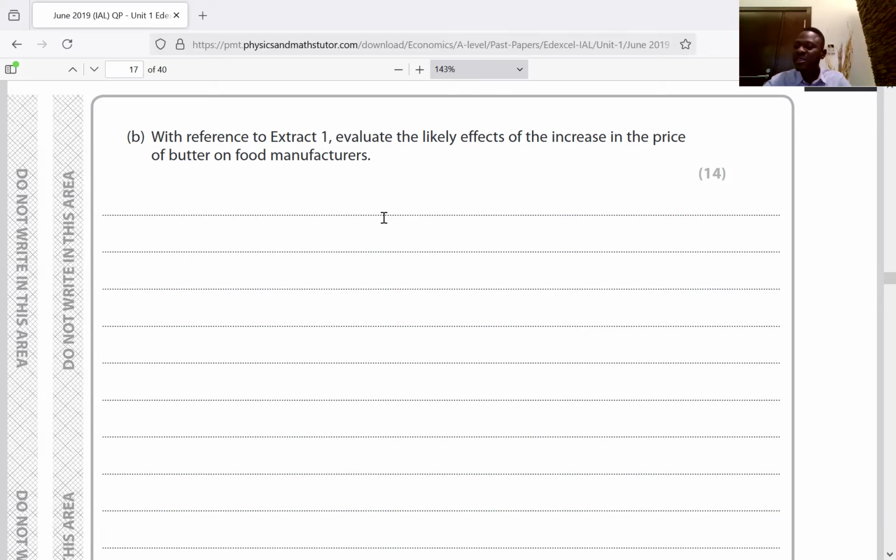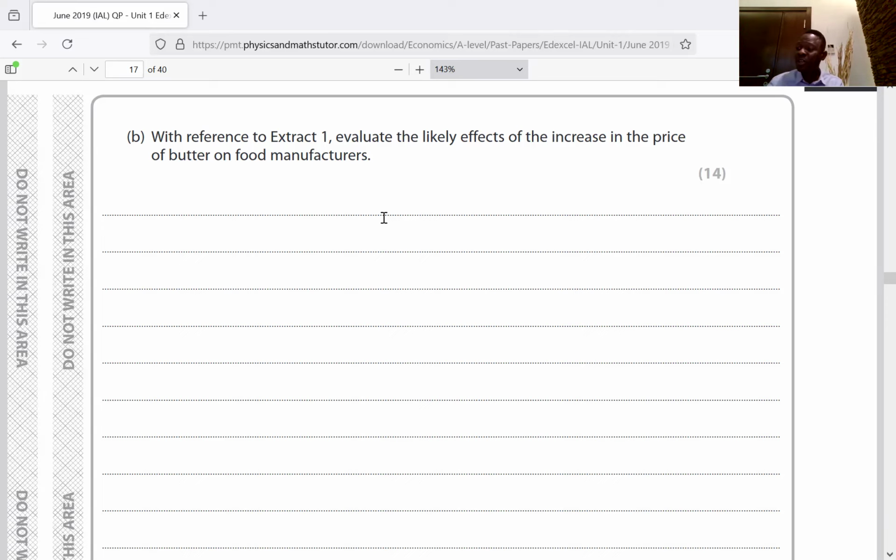So the demand may not reduce. Okay, now, however, the demand may not reduce if butter is priced inelastic. And remember, inelastic simply means there's no significant change in the quantity demanded as a result of a change in price. So if butter is inelastic, irrespective of the price, it will still be consumed.